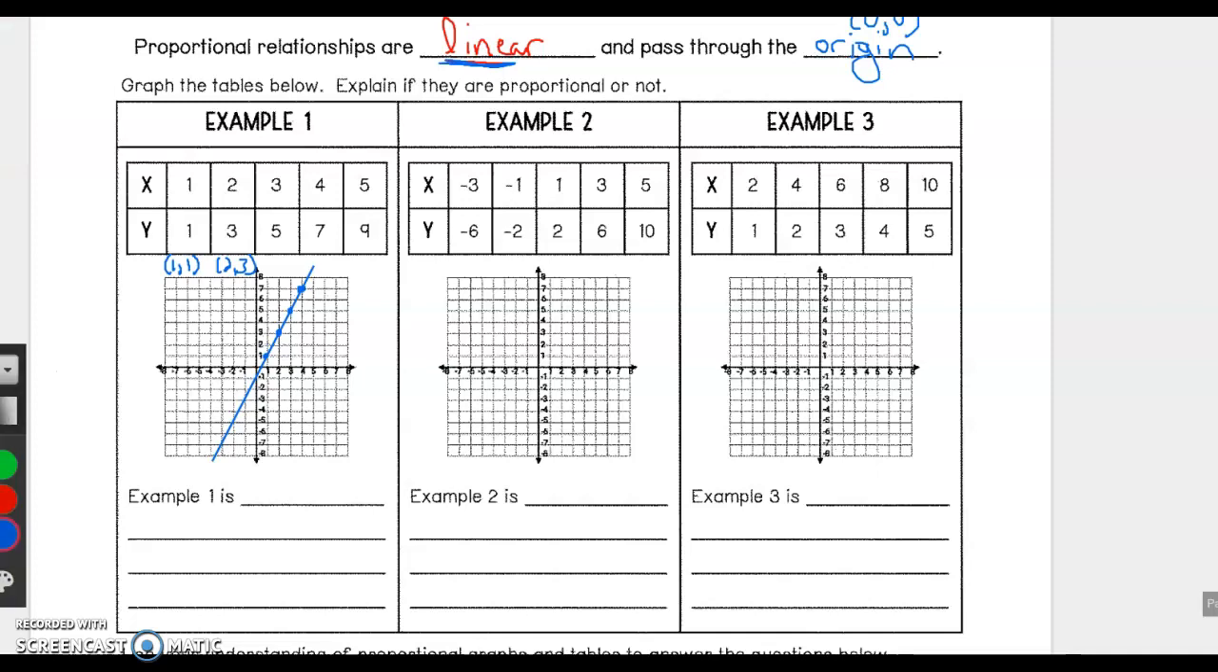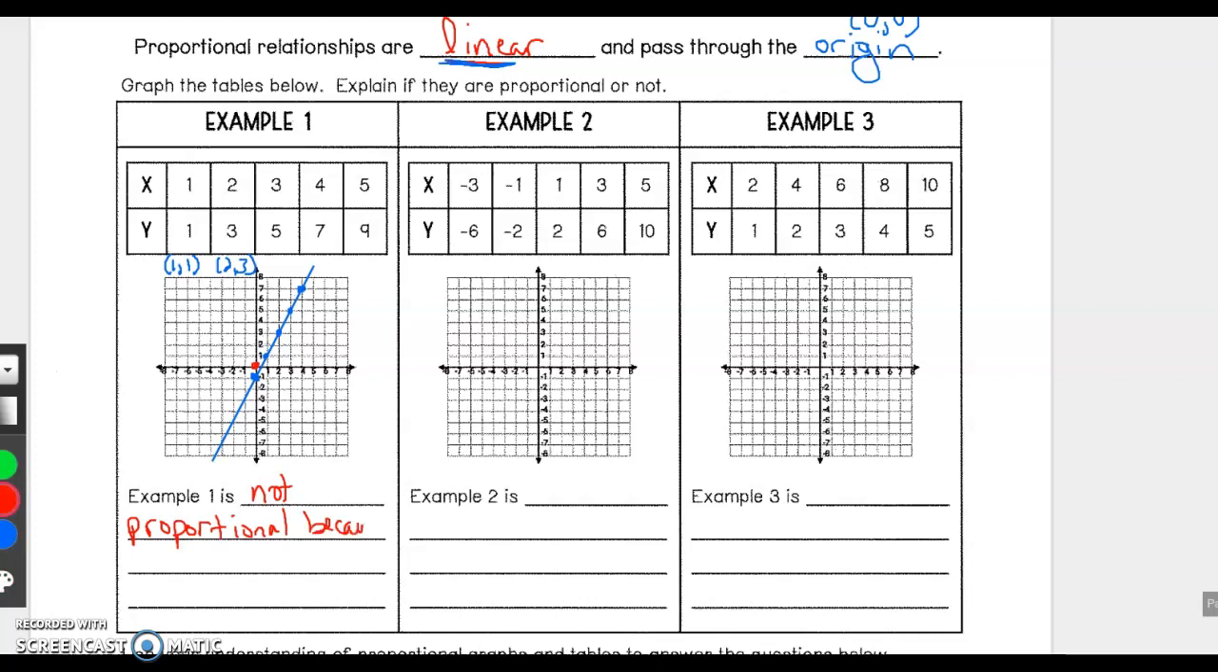All right. If I'm looking at these closely, this actually doesn't go through because I'm looking at it as like we go down 2 to the left 1. If we go down 2 to the left 1, it's going to hit right here. So that really doesn't hit the origin. Even though it's super close, it doesn't hit the origin. So we'd say example 1 is not proportional. Why? Because it says explain.